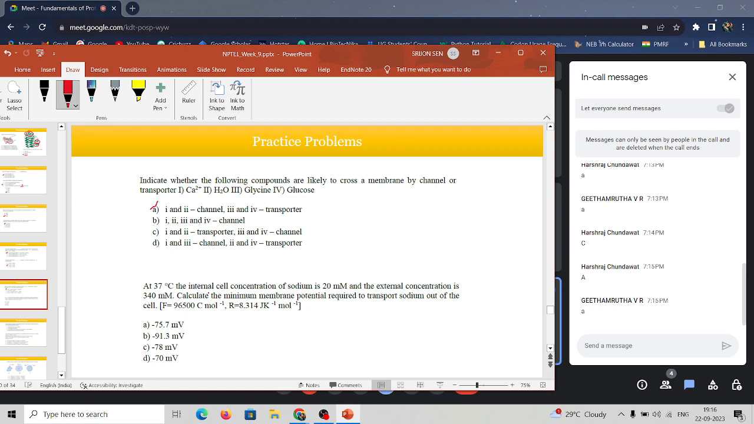Now the next one, we need to do some calculation. It says at 37 degrees centigrade, the internal cell concentration of sodium is 20 millimolar and the external concentration is 340 millimolar. Now calculate the minimum membrane potential required to transport sodium out of the cell. How would you solve it?